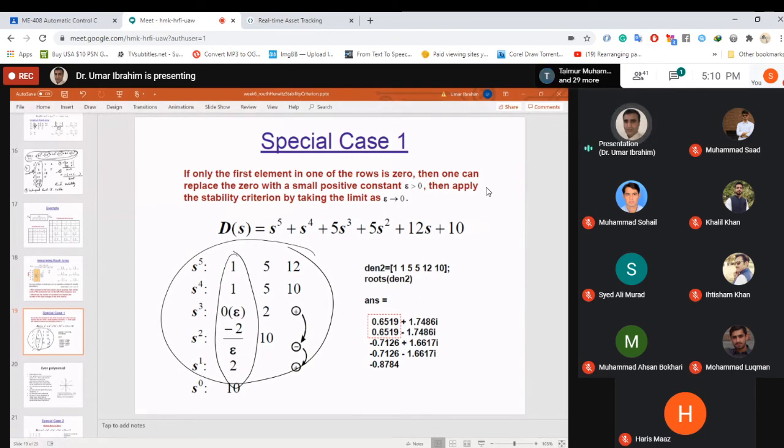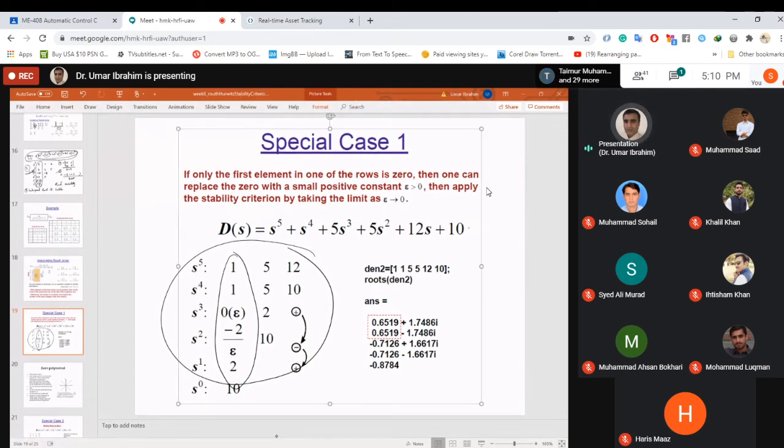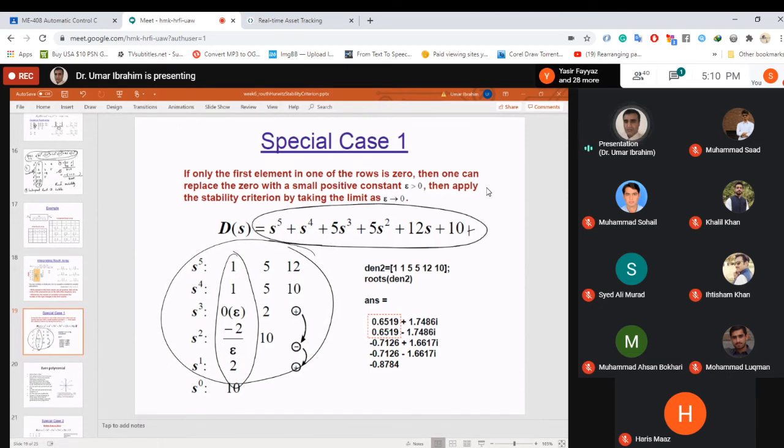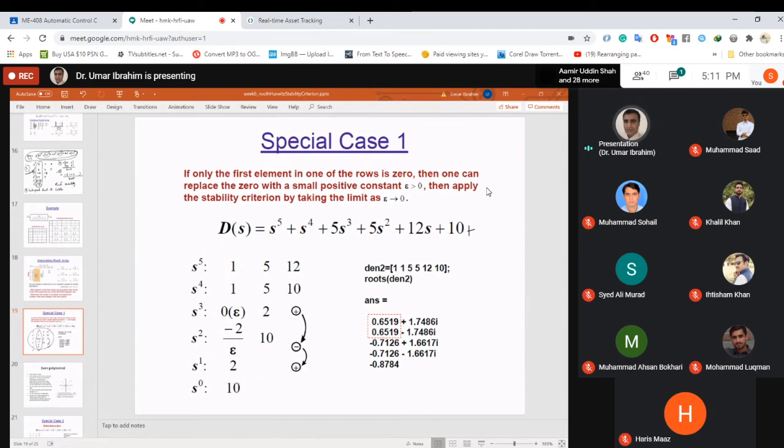What I'm saying, that Rouse stability table is very useful if you have some parameter like k or alpha or tau, some variable in the characteristic polynomial of a closed loop transfer function. You probably have very few options to find out whether the system is stable or not. But if there is no variable like k, like in this case, all the values are numerical constant, all the coefficients are numerical constants.